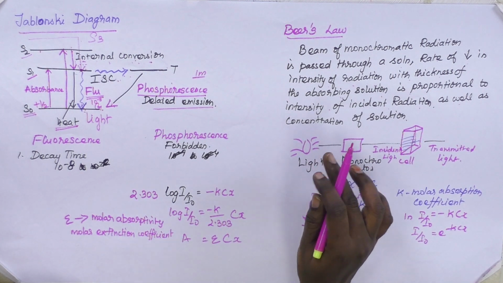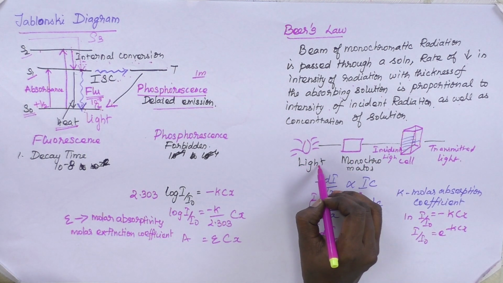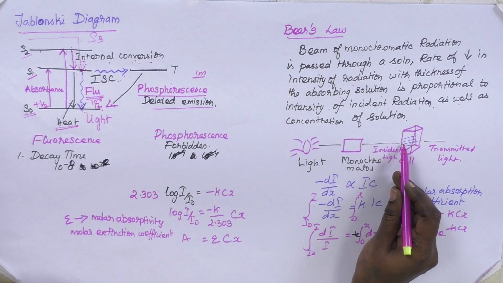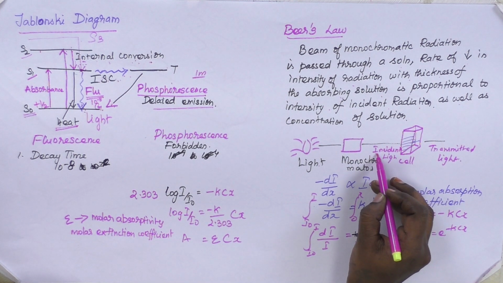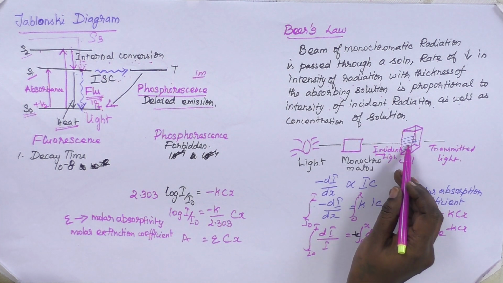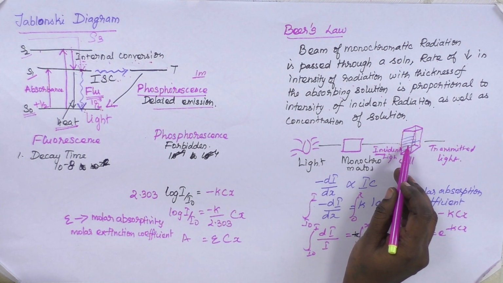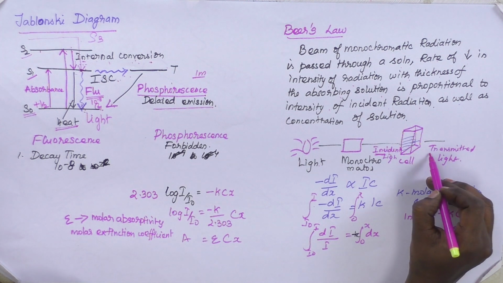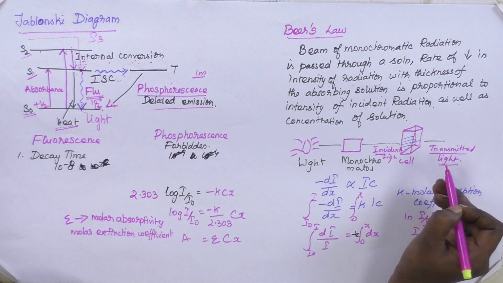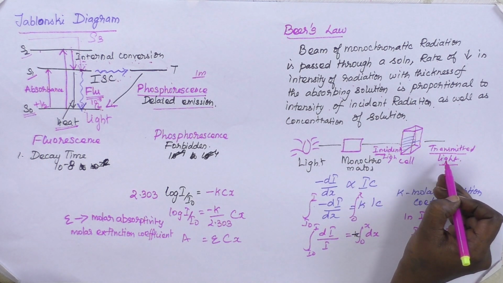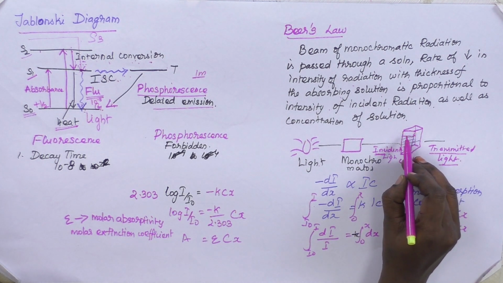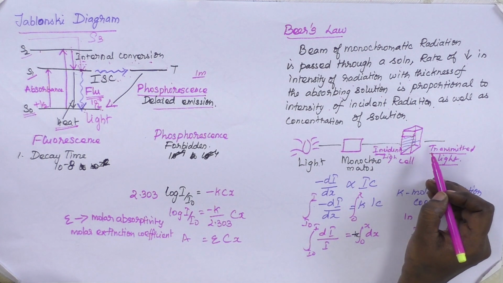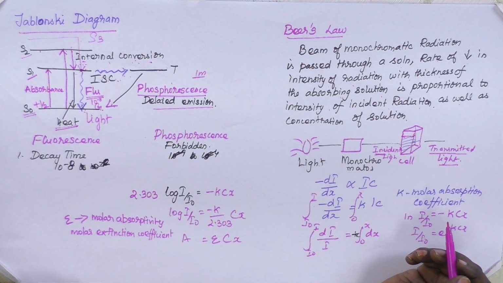So what is explained in the principle? If light is passed into the monochromator, we get monochromatic radiation. This monochromatic radiation falls on the sample, so initially it is called incident radiation. The molecule absorbs the light energy, so due to that, the intensity of the outgoing light is lower. That is called transmitted light. What is the correlation between the incident light, transmitted light, the concentration, and the path length the light travels in the absorbing medium? We correlate all these things by the Beer-Lambert law.